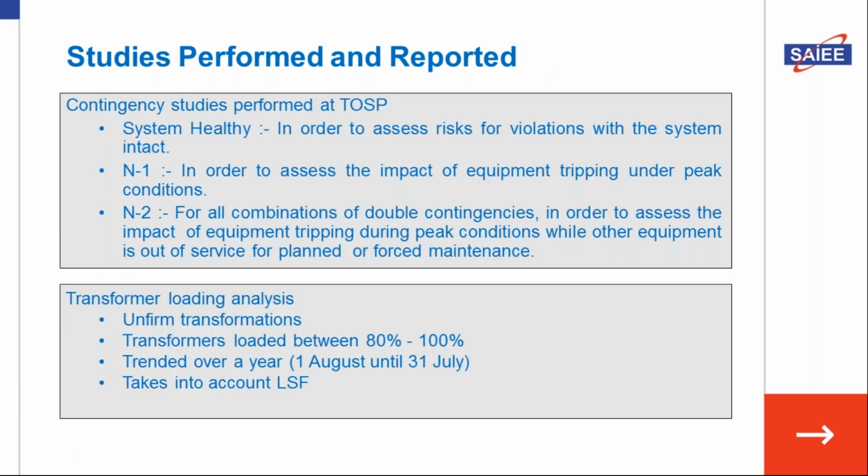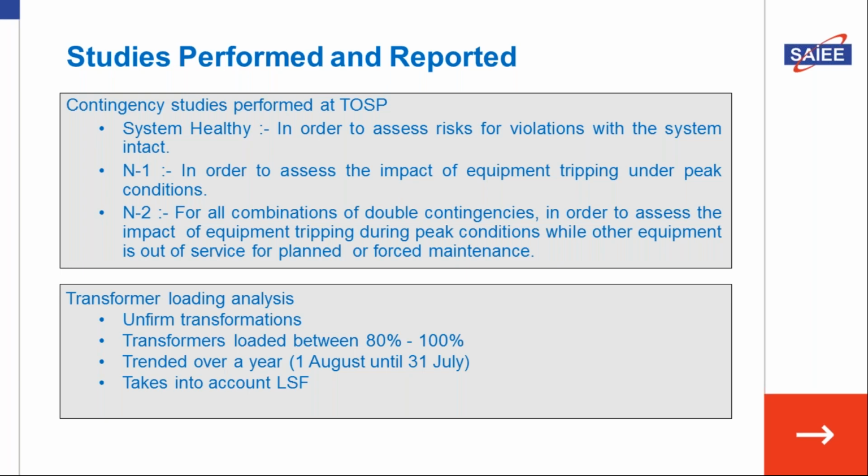And now the studies that you do, the contingency studies that you perform at time of system peak, you look at system health studies. This one, you assess risk for violation with the system intact. The system as is, you check if you have any violations, and then you do the N-1 in order to assess the impact of the equipment tripping under peak conditions. When everything is okay, then you have a contingency. You assess that. You assess your system in that condition.